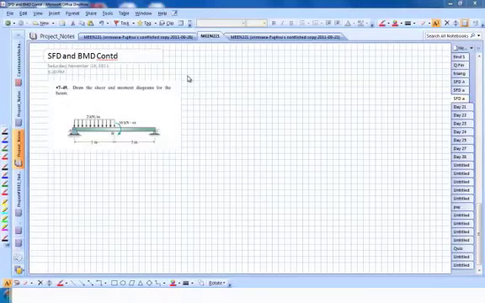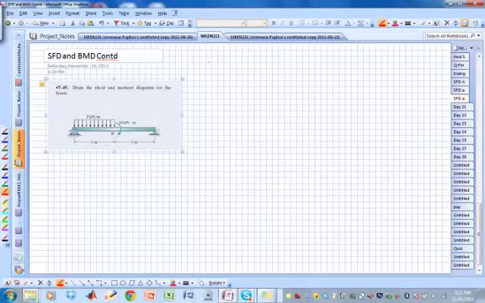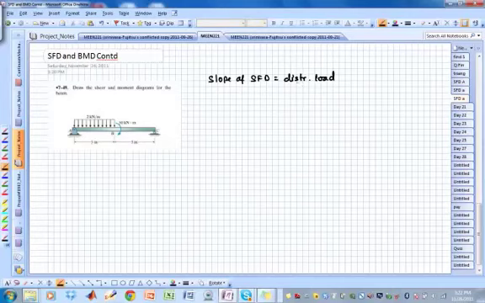Okay, so now look at this next problem for finding shear force and bending moment diagram. Again, just to remember, and I'm drilling this into your head so that it's easy for you to follow, the slope of SFD equals load, distributed load. The slope of BMD equals SFD.